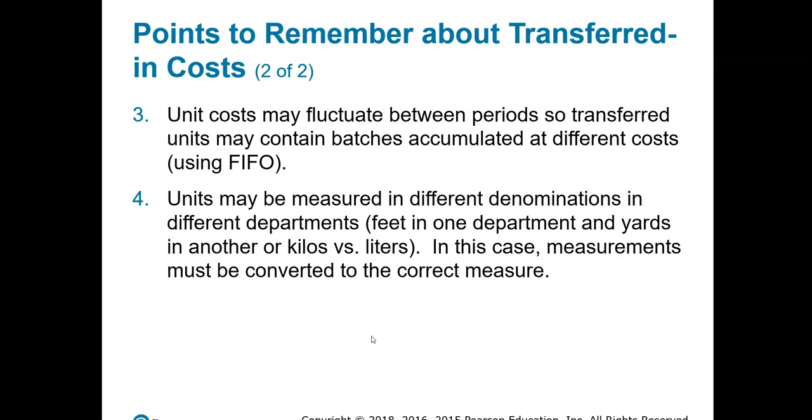Now, another thing we should pay attention to is that unit costs may fluctuate between periods. Units may contain batches accumulated at different costs using first in, first out. Remember, the weighted average smooths all that out a little bit, so it's not as bumpy of a ride. But if unit costs for materials or something like that fluctuate, then the per unit cost is going to fluctuate as well on those units. So unit costs may fluctuate and go up and down between periods. And that's going to be because we have different batches of units as they come through, and they're going to be accumulated at different costs.